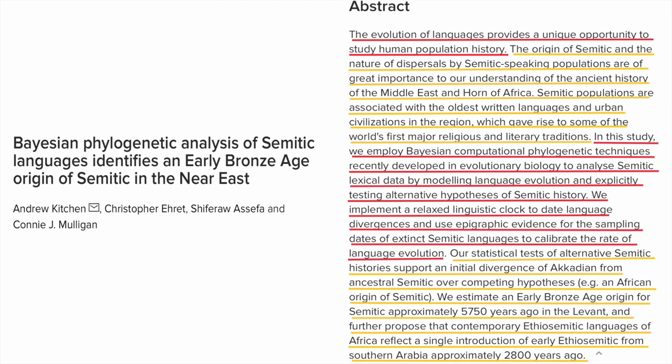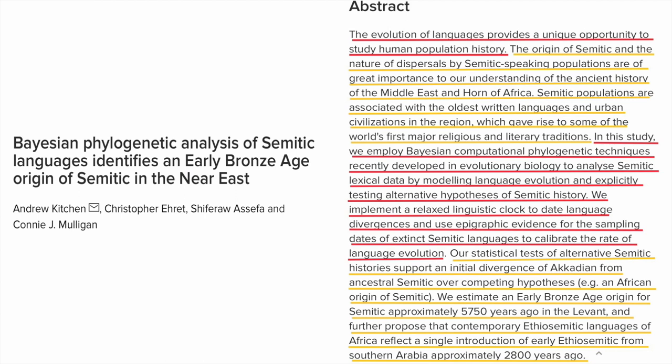Semitic populations are associated with the oldest written languages and urban civilizations in the region, which gave rise to some of the world's first major religious and literary traditions. In this study, we employ Bayesian computational phylogenetic techniques recently developed in evolutionary biology to analyze Semitic lexical data by modeling language evolution and explicitly testing alternative hypotheses of Semitic history. We implement a relaxed linguistic clock to date language divergences and use epigraphic evidence for the sampling dates of extinct Semitic languages to calibrate the rate of language evolution.